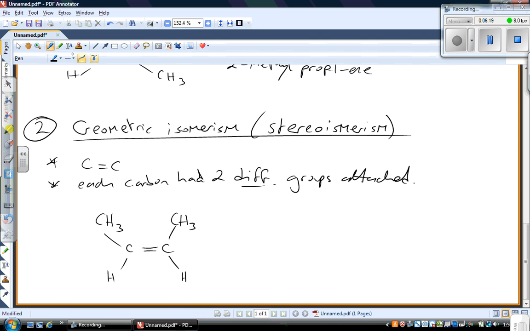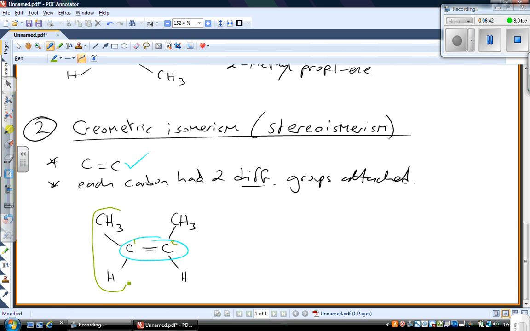So I'll just say that again. The criteria was that we had to have a carbon-carbon double bond. So there it is there. We've fulfilled that criterion. And then each carbon involved in the double bond must have two different groups attached. I'll highlight that for you in green. So this is carbon number 1 if we want to number it, and this is carbon number 2 in this case.